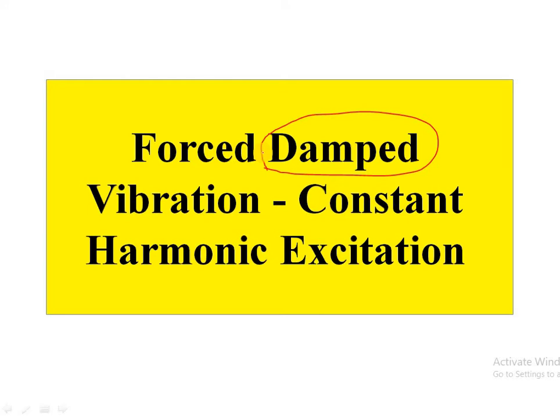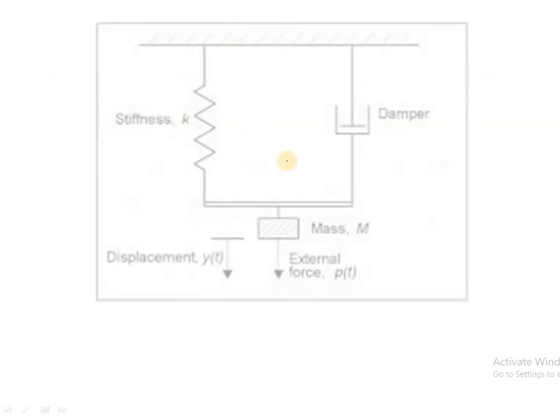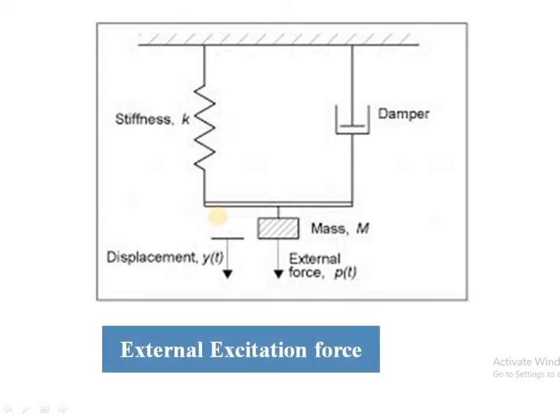So there is always need of damper in order to reduce the vibration, or reduce the amplitude, in every cycle. So let's go through what is force damped vibration with constant harmonic excitation. Here we have the elements of forced vibration. First is spring, which is having stiffness K. Another is damper, the damping coefficient, that is denoted by C. Next is mass M, and then it is external force.